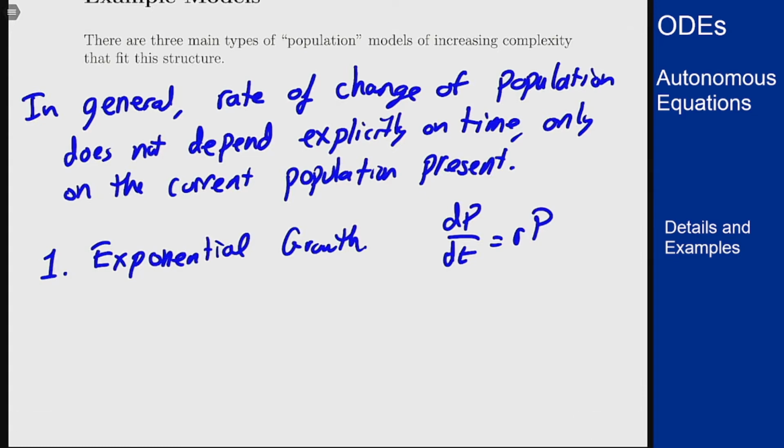You can solve this explicitly, it's separable. That's just going to grow forever. It only has one equilibrium solution at 0, and as long as the population is positive, it takes off and grows upward forever. The second is what's called logistic growth.